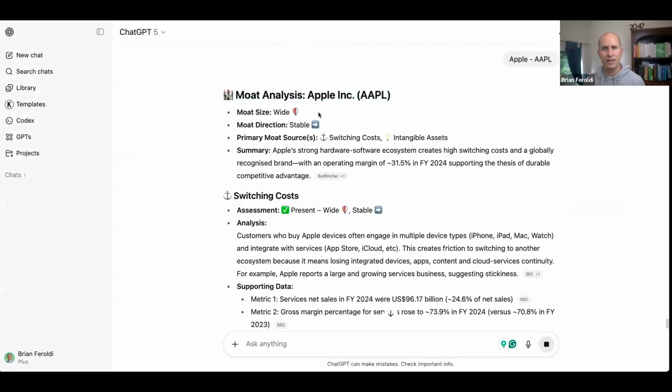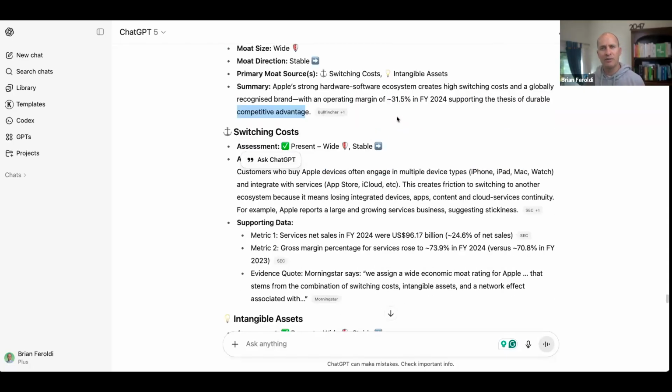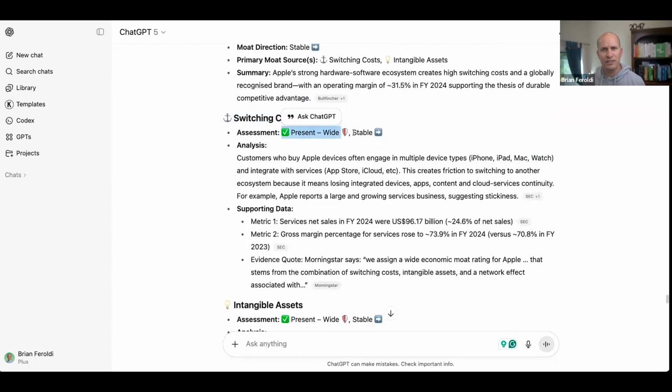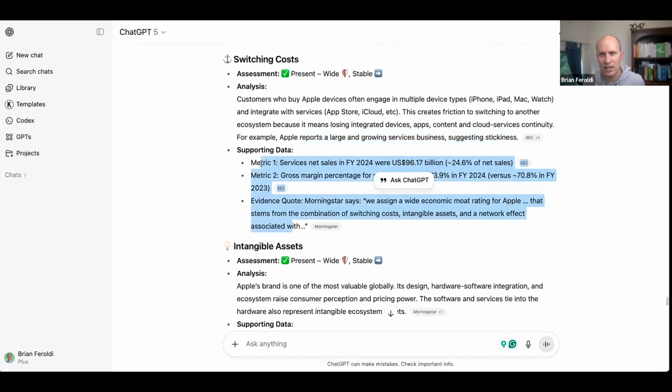All right, so the moat for Apple is wide. It looks stable. There are switching costs for Apple and intangible assets. Apple's hardware and software ecosystem creates high switching costs and a globally recognized brand, and an operating margin of 31% supports the thesis of a durable competitive advantage. So, one at a time. Switching costs is present, it's wide, and it's stable. Agreed. Customers who buy Apple devices often engage in multiple device types and integrate with services. This creates friction to switch to another ecosystem because it means losing integrated devices and content. Apple reports a large and growing services business, suggesting stickiness. And then there are some numbers that go along with it.